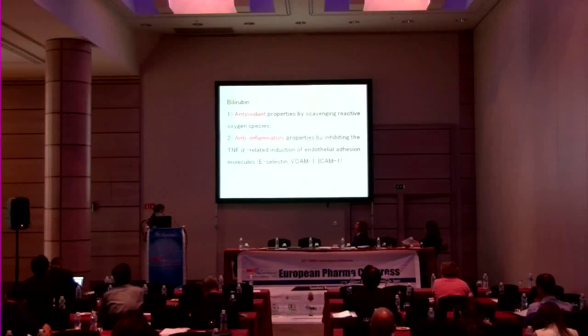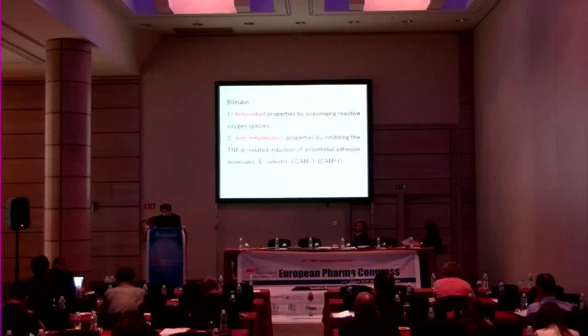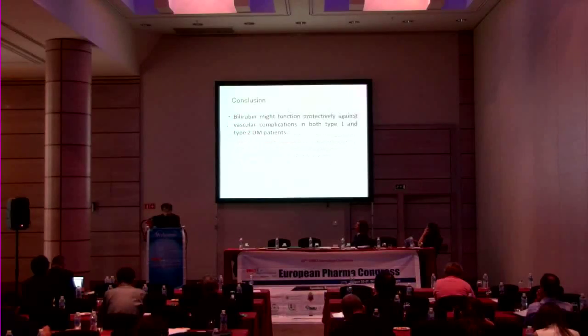So bilirubin possesses antioxidant and anti-inflammatory properties. Antioxidant properties are exerted by scavenging reactive oxygen species. Anti-inflammatory properties are exerted by inhibiting the TNF-alpha-related induction of endothelial adhesion molecules such as E-selectin, VCAM1, or ICAM1. So this is the last slide. In conclusion, bilirubin might function protectively against vascular complications in both type 1 and type 2 diabetes patients.